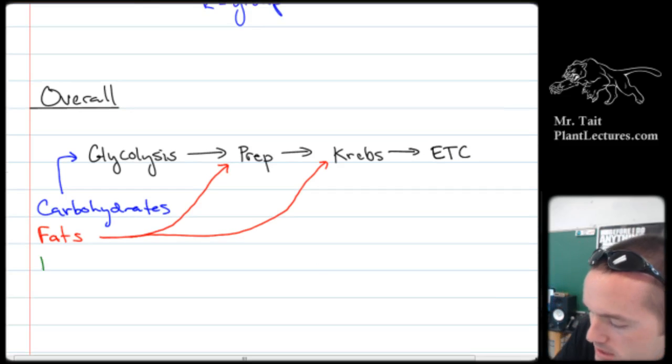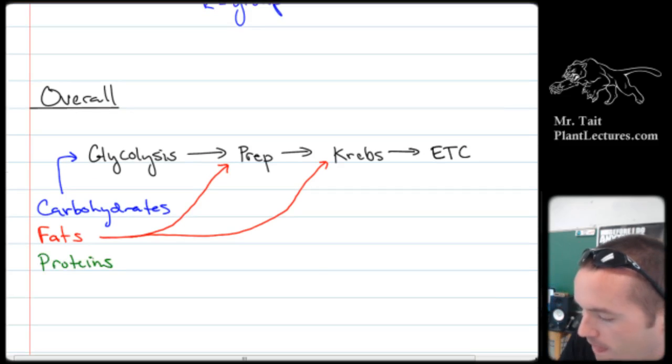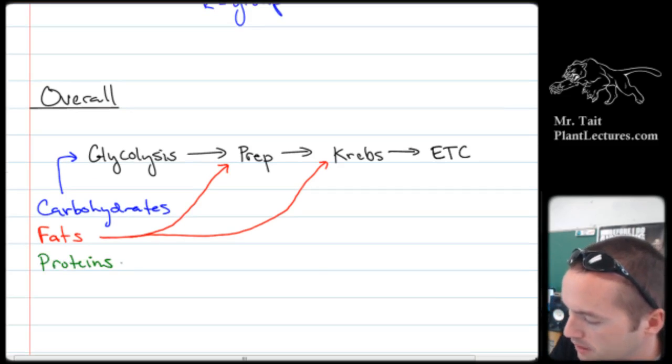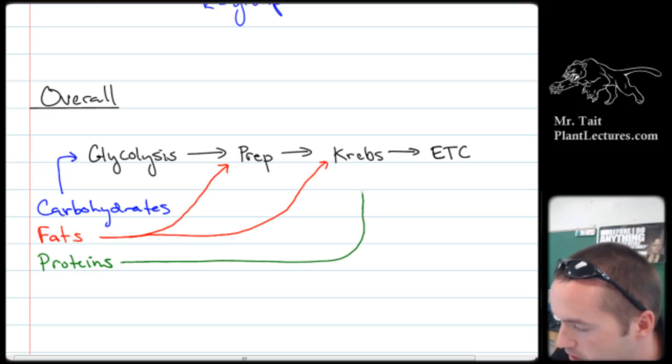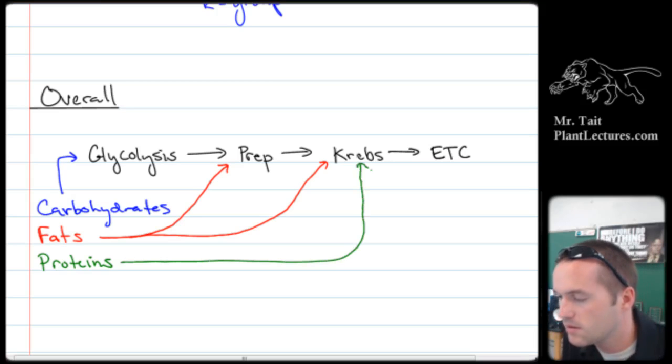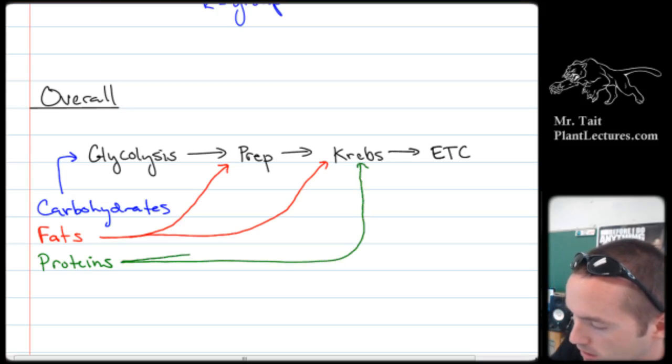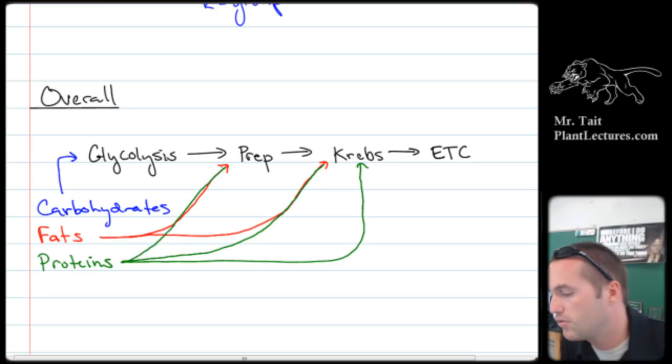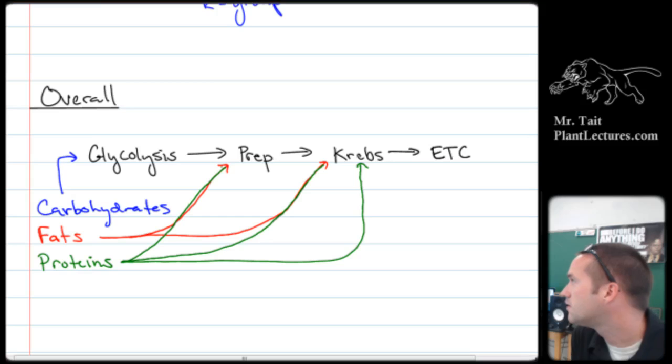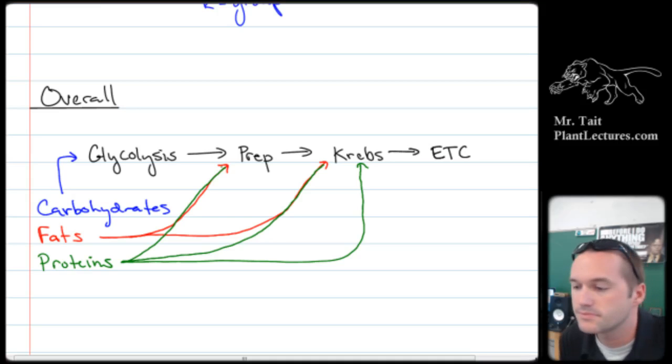And then proteins are going to go in a couple different places. They can either enter halfway through the Krebs cycle as succinate, they can enter at the beginning of the Krebs cycle as acetyl coenzyme A, or they can enter at the beginning of the Prep steps as pyruvate. Questions on that? All right.